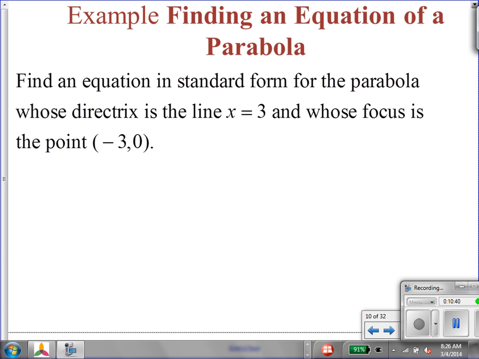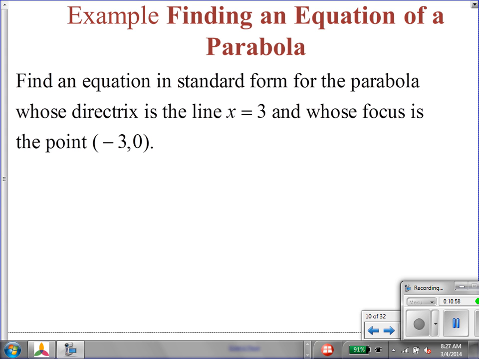All right, this wants us to find an equation in standard form for the parabola whose directrix is the line x equals 3, and whose focus is the point (-3, 0). So, the first thing you need to do is determine whether this parabola is opening left and right or up and down. And you can tell that based on the directrix line.